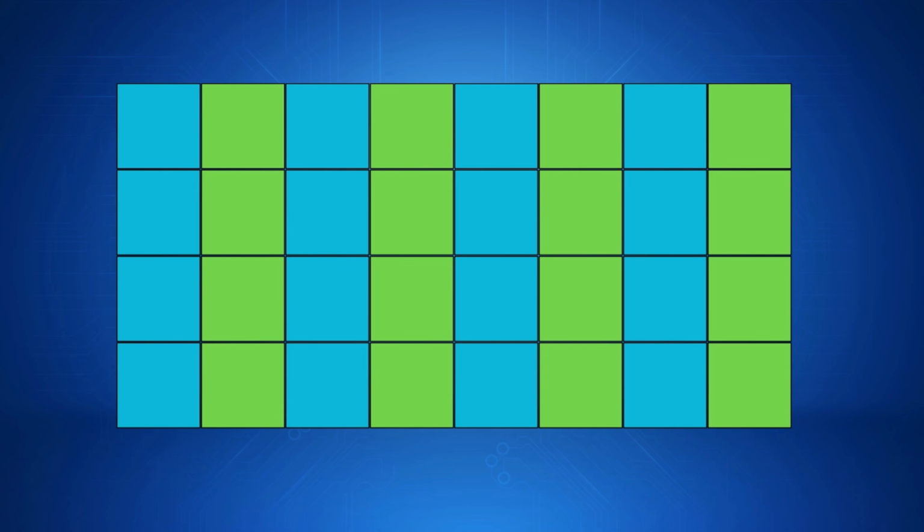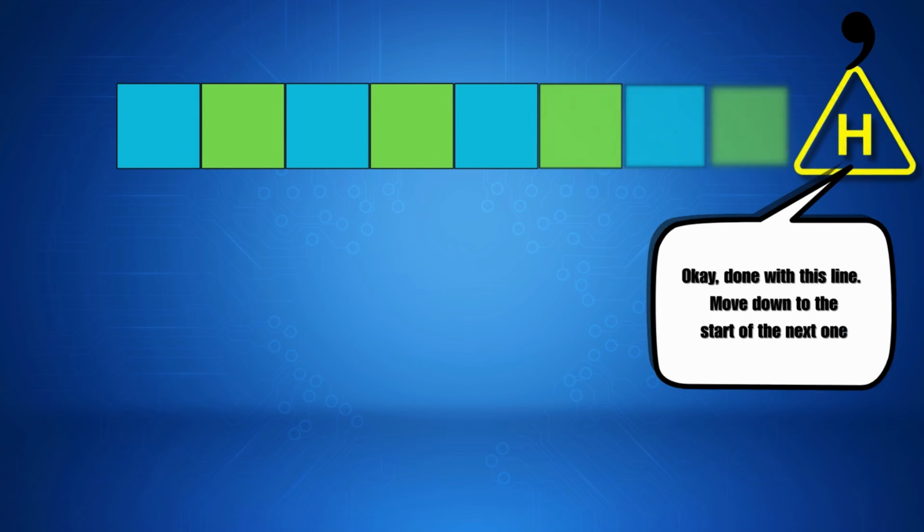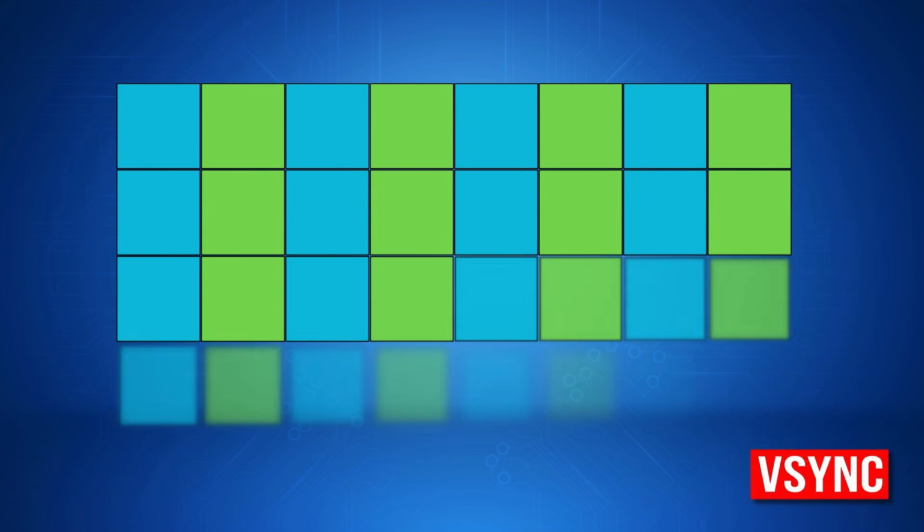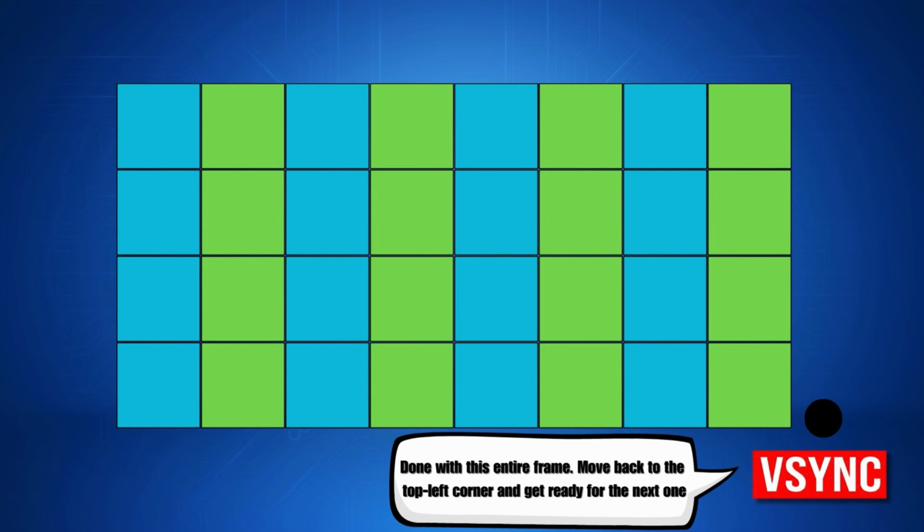But how does the monitor know when one line ends and the next begins, or when one frame ends and the next begins? It can't just be a raw stream of pixels, it needs punctuation. This is where HSync and VSync come in. Think of the data for one frame as a page of text. The horizontal sync, or HSync pulse, is the punctuation at the end of each line, like a comma. It's a tiny digital signal that tells the monitor, okay, I'm done with this line, move down to the start of the next one. Then the vertical sync, or VSync pulse, is the punctuation at the end of the entire page. It's a longer signal that tells the monitor, I'm done with this entire frame, move back to the top left corner and get ready for the next one.